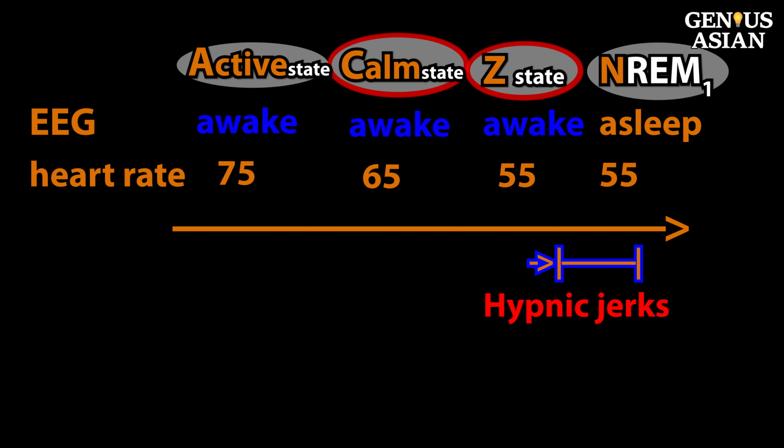For the last step from Z state to N1, since our next video will explain how to make sure that the Z state is very close to N1, this transition should be very simple and natural. Some people may have hypnic jerks. If you have hypnic jerks, just resume the Z loop and continue. Hypnic is short for hypnagogic, a word that describes the transition between wakefulness and sleep, which is when these jerks occur.